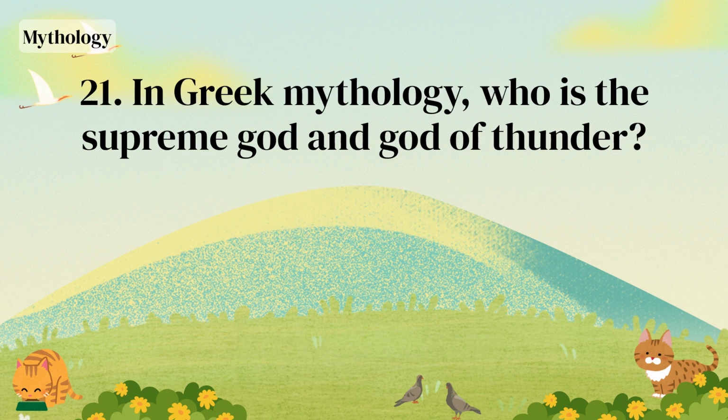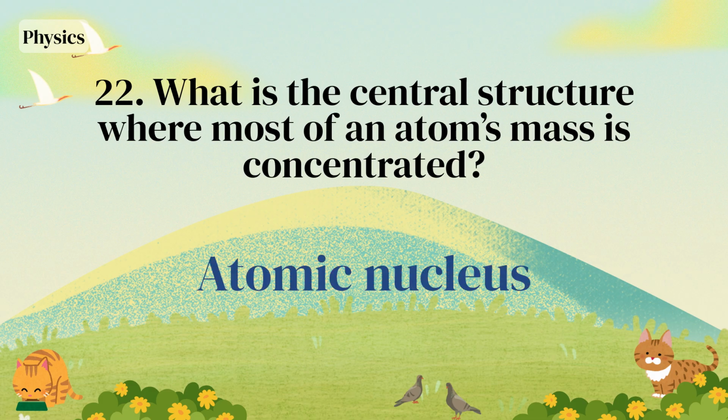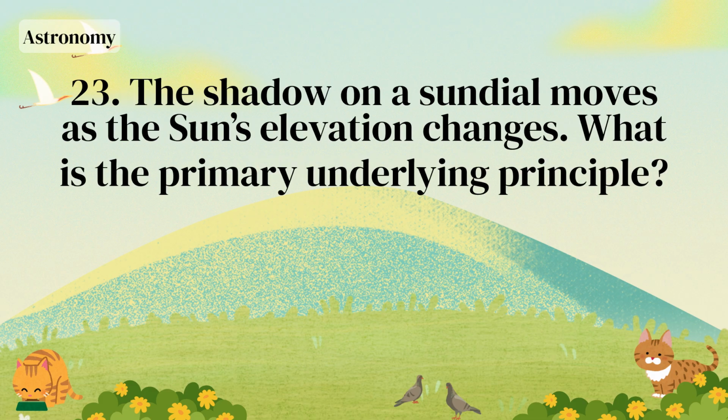Biomass. What is the phenomenon where light waves meet and reinforce or cancel each other, producing bright and dark patterns? Interference. In Greek mythology, who is the supreme god and god of thunder? Zeus. What is the central structure where most of an atom's mass is concentrated? Atomic nucleus. The shadow on a sundial moves as the sun's elevation changes. What is the primary underlying principle?